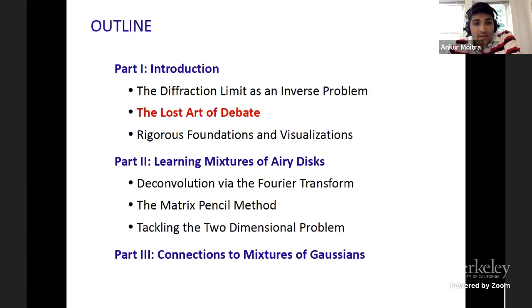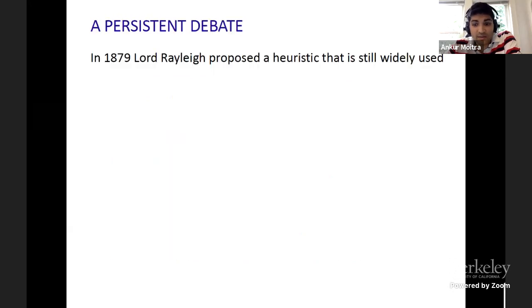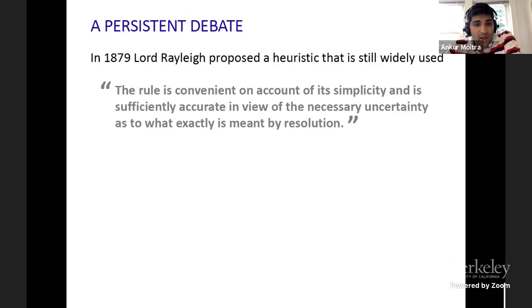So it's fun to dig into some of the history. Actually, my student Sitan managed to find all of these amazing gems in the physics literature and dig into why they thought the diffraction limits were where they were. So back in 1879, Lord Rayleigh proposed the Rayleigh criterion, and he proposed it really just as a heuristic. He said the rule is convenient on account of its simplicity and is sufficiently accurate in view of the necessary uncertainty as to what exactly is meant by resolution. So he meant it just as some sort of rule of thumb about where you should draw the line between what you can actually resolve and beneath which you should just think about as being noise that you can't hope to figure out what's going on.